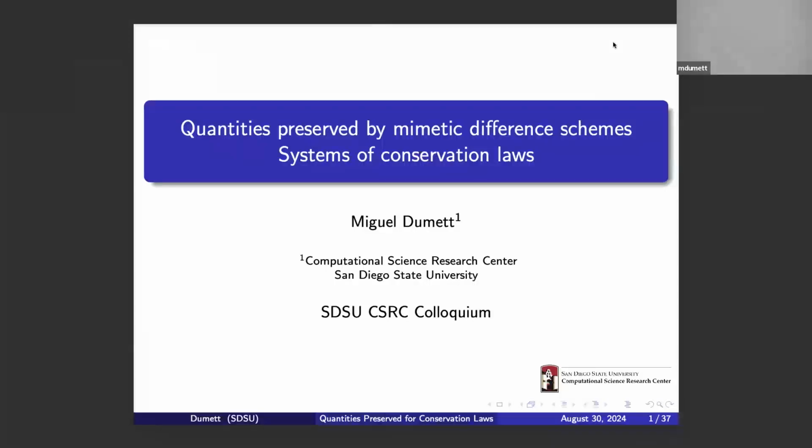As I said, with this new formulation, it's much simpler to actually be able to prove a lot of conservation laws in a system of conservation laws.